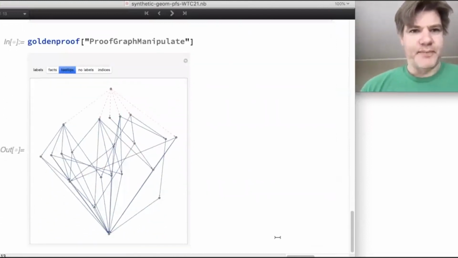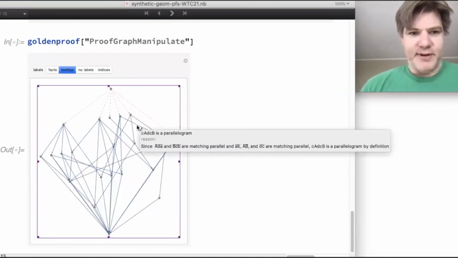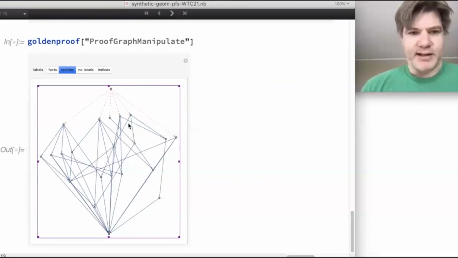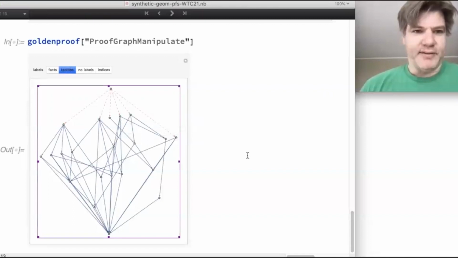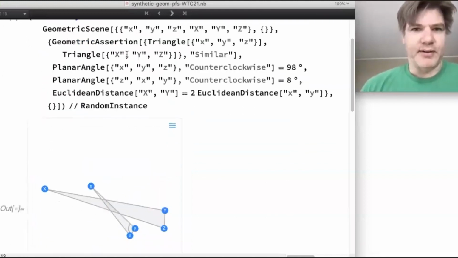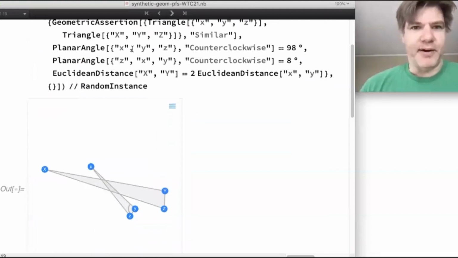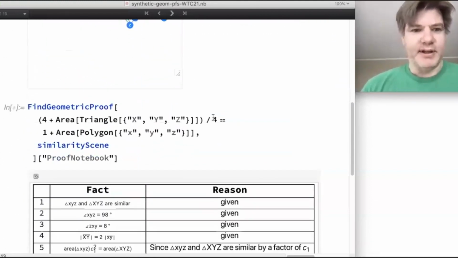We can use the property proof graph manipulate to show the proof graph, which has a lot of interesting features like tooltips, which show the facts, and if you hover over the edges, they show the proof of the arrows. We can also find relationships between areas after concluding similarity.